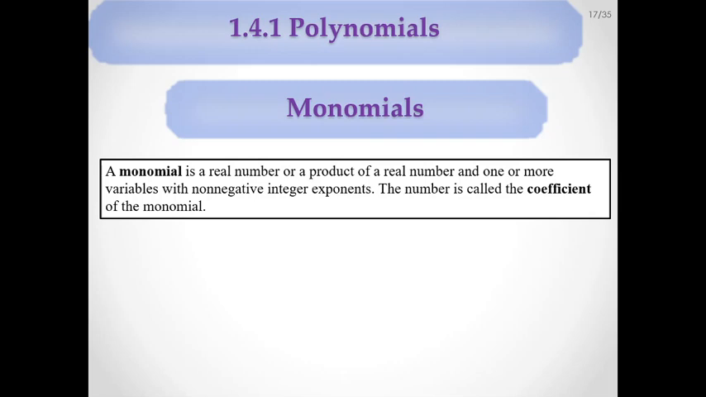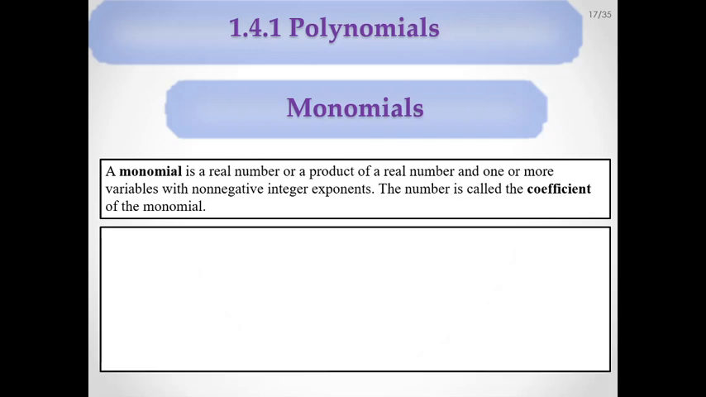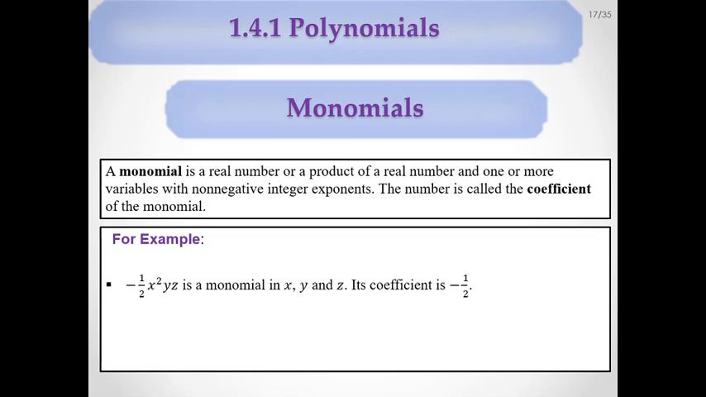Okay, what is a monomial? A monomial is one term. It says just one term. So it's a real number or a product of a real number and one or more variables with non-negative integer exponents. So you might have different variables in it, but they're multiplied. So they're all multiplied and there's no addition or subtraction in it. It's all multiplication, and the exponents here are all positive. So this is a monomial.